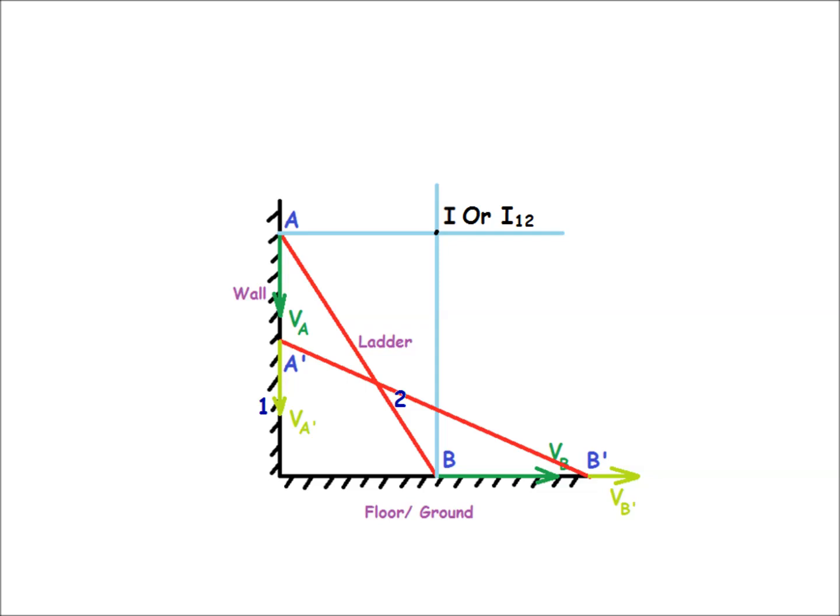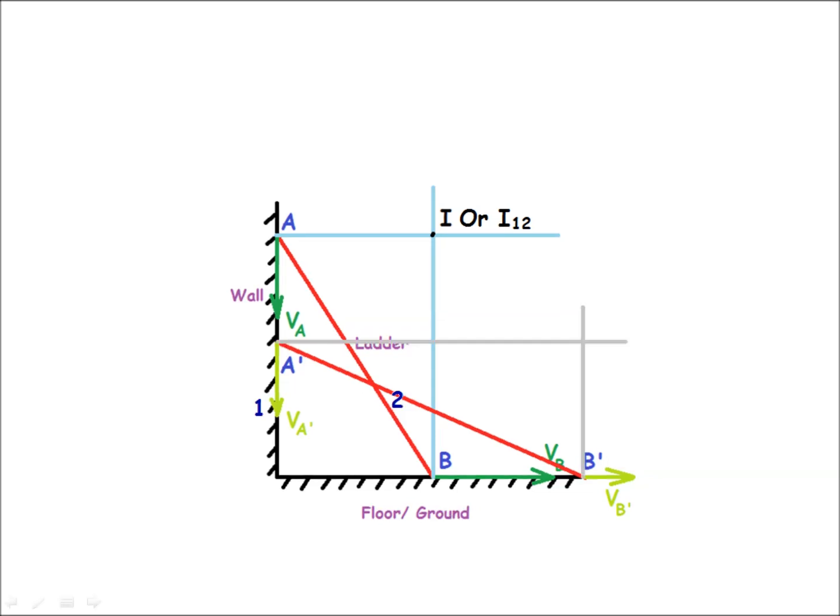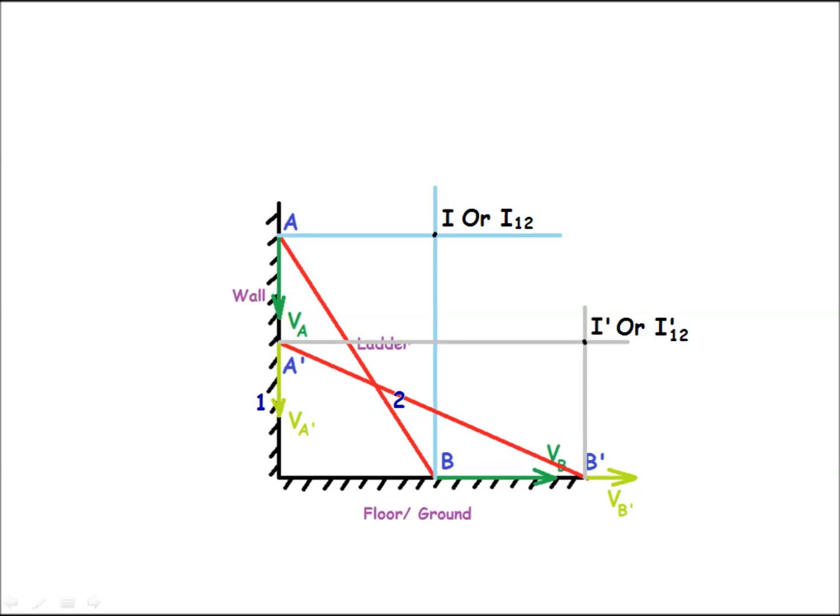Now for this new position of ladder or link 2, we will locate ICR for relative motion between body 1 and 2. Let us say that ICR is I dash or I dash 12. How to locate ICR I dash or I dash 12? We will draw line perpendicular to VA dash. Now we will draw line perpendicular to VB dash. At the intersection of these two perpendicular lines, we will have ICR I-12 or I dash.